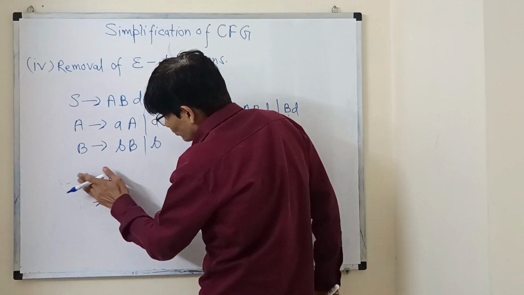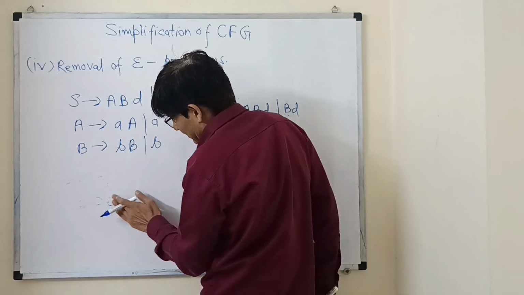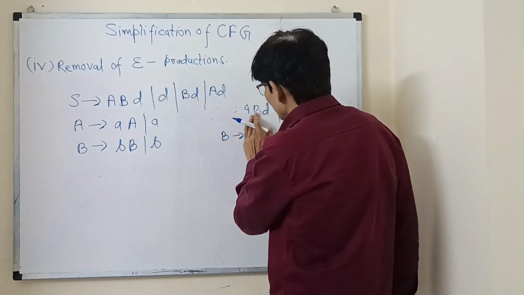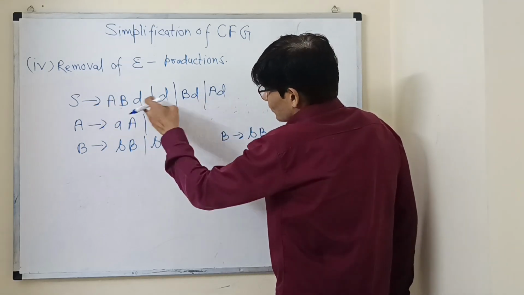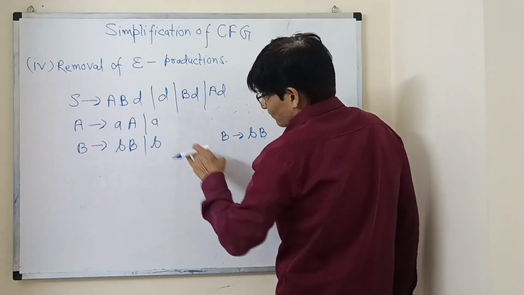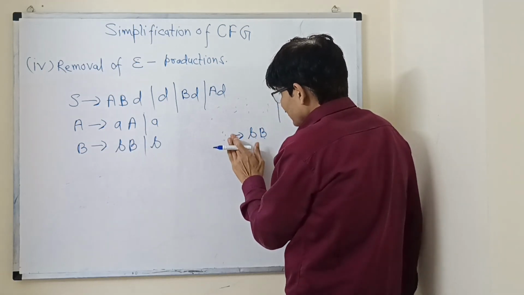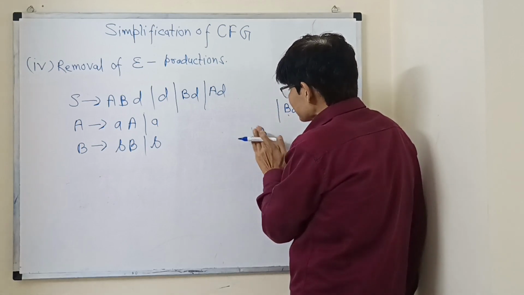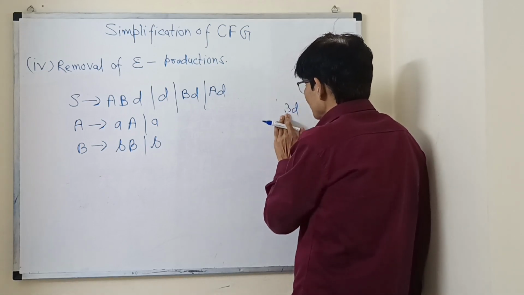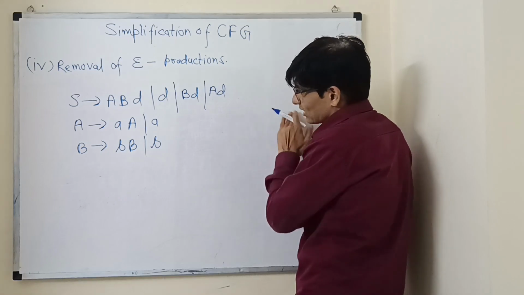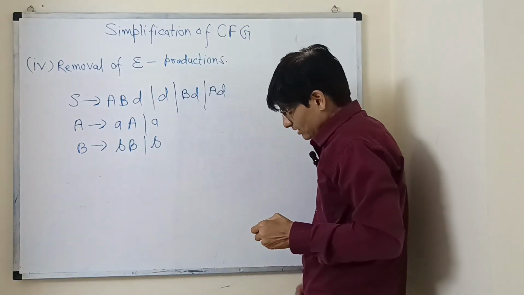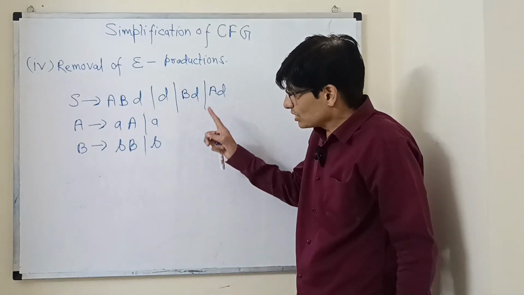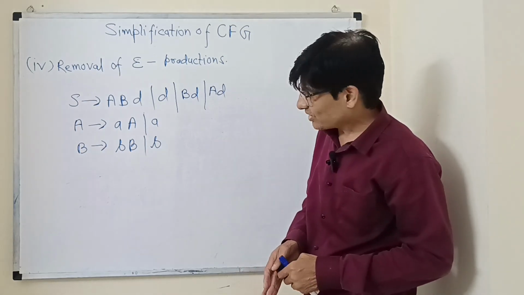Now after removal of A gives epsilon and B gives epsilon, the grammar is like this. How many productions do we have? We have four productions of S, two productions of A, and two productions of B. After removal of epsilon productions, this grammar is an epsilon production free grammar, and it can generate all the strings that the original grammar can generate. So this is how you can remove epsilon productions from the grammar.